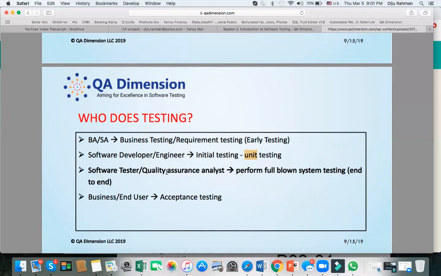Next is our role: the software tester and quality assurance analyst perform full-blown system testing. System testing means, as was being said, testing the entire system. Let's say you build a website. That website may have many different options, but since you built it from the ground up, you have to make sure all those options are working fine. When somebody clicks on any product, it should take them to that product page, right? You also have to make sure that when somebody clicks on checkout, it takes them to the checkout page.